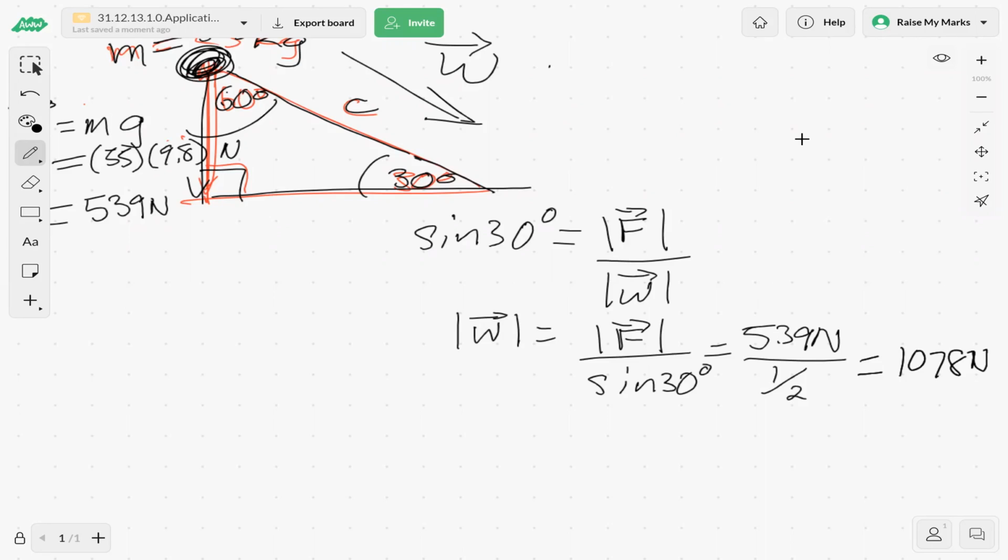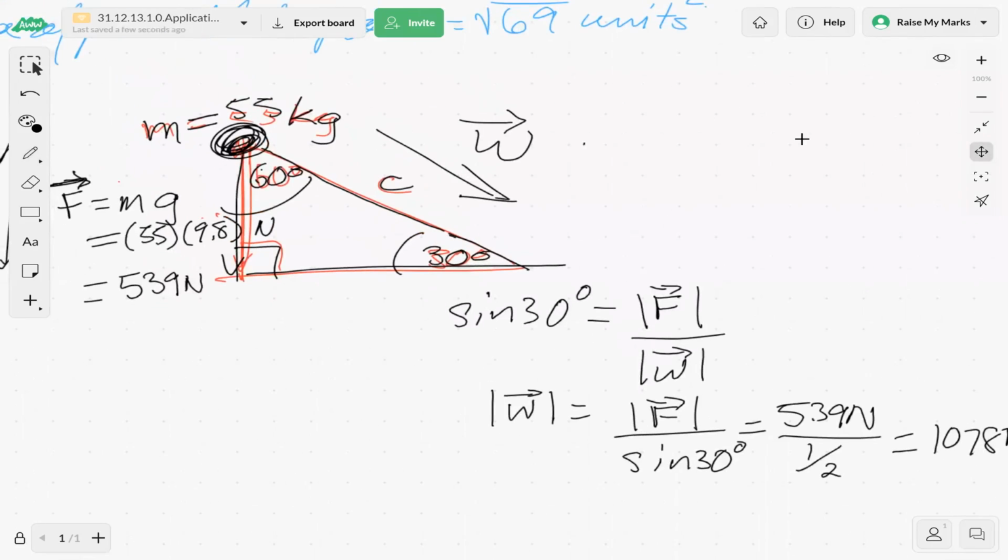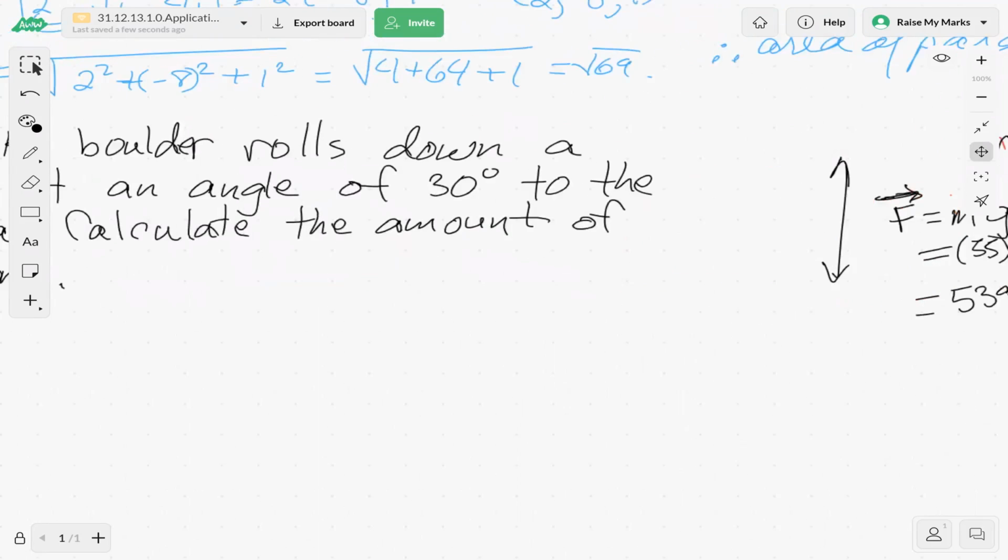The actual direction of our force, we can say that it is, what's one way of describing it? 30 degrees below the horizontal. So our work is 1,078 newtons down this incline, which is a 30 degree incline from the horizontal. So we use the same wording that was given in the problem.